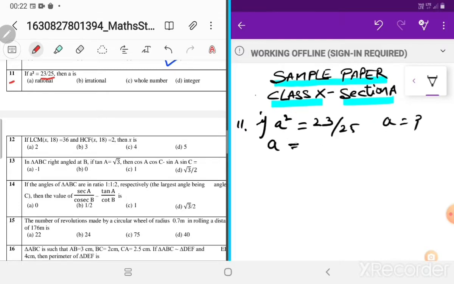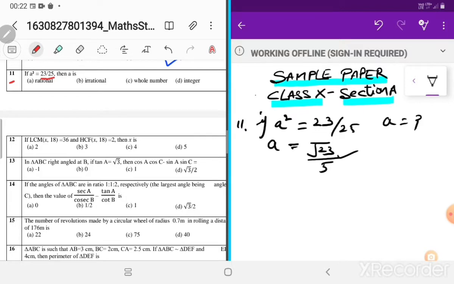We'll take this square root to that side. So it will be root 23 by, what is the square root of 25? That is 5. So my a is root 23 by 5. Now root 23 by 5 is not in the options. The options are rational, irrational, whole number and integer. So we have to tell what kind of number this is. Is it an integer, whole number, rational or irrational?